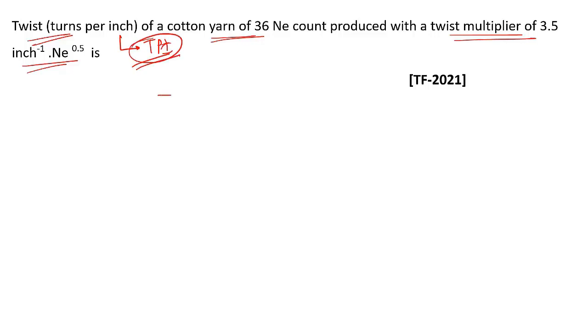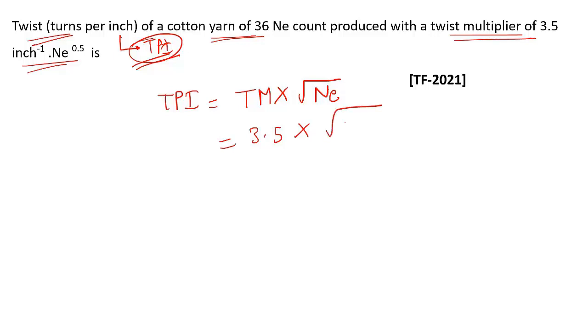If you know the formula, twist per inch is equal to twist multiplier into under root of count in indirect count, means under root of NE. So you have to find twist multiplier, given as 3.5 into under root of NE, which is under root of 36. It is yarn count in indirect form. So if you solve that, 3.5 into root 36, that is 6.